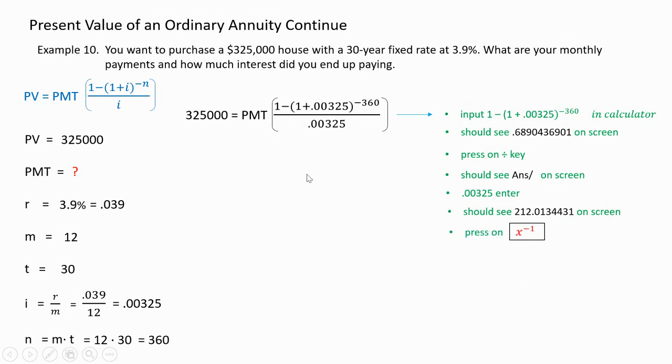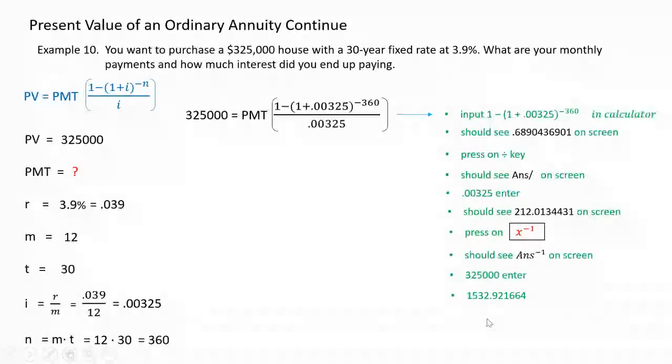Now you're going to press on the inverse key, right? Because the inverse key, guys, means like the inverse of multiplication, right? The division. So really, what you're doing is dividing both sides by this. That's what the inverse key means. That you're dividing both sides by that right there. Okay, but in a sense, you're multiplying by 1 over 212.0134431. That's actually what the inverse key is doing. And then after that, you enter the 325,000.